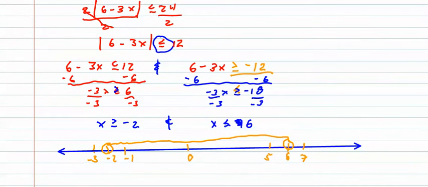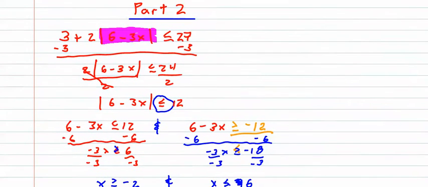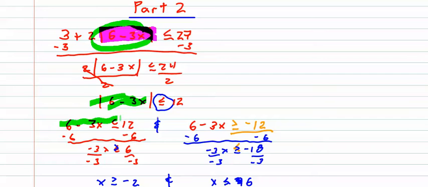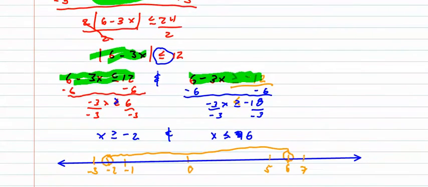To go over this once again, isolate the absolute value. We isolate this absolute value. Once it's isolated, right here, we write our two inequalities, and they're exactly as it's written here. We just switch the direction. Pay attention to the word and or or, and solve.